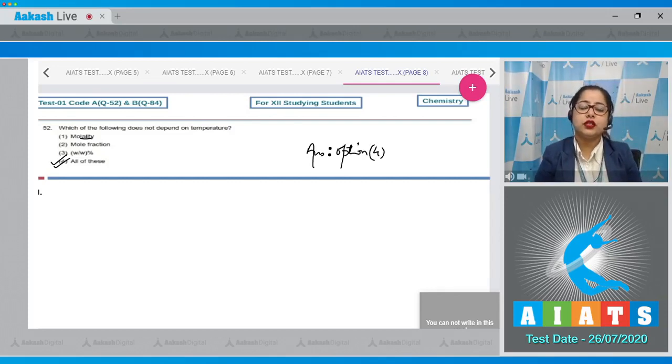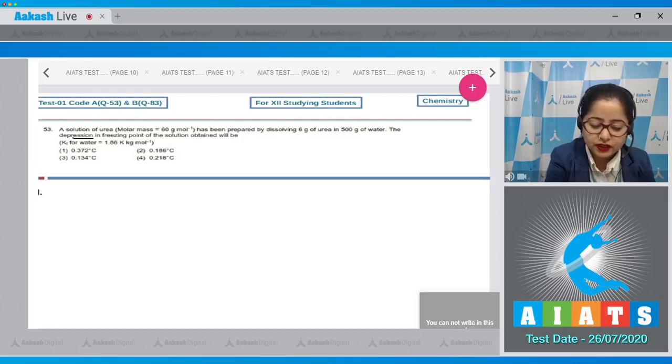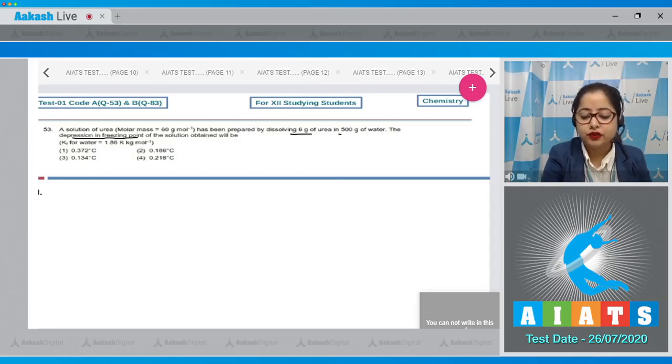Moving to next question, students, which is question number 53. Let's read the question. A solution of urea, molar mass 60 gram per mole, has been prepared by dissolving 6 gram of urea in 500 gram of water. The depression in freezing point of the solution obtained will be. We are also given the value of Kf, that is cryoscopic constant for water, which is 1.86 Kelvin kg per mole. Students, in this question, we have to calculate depression in freezing point. We are given the mass of solute dissolved and the mass of solvent. We are also given the cryoscopic constant of the solvent.